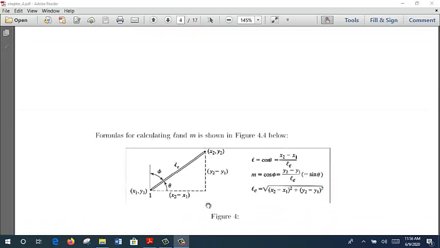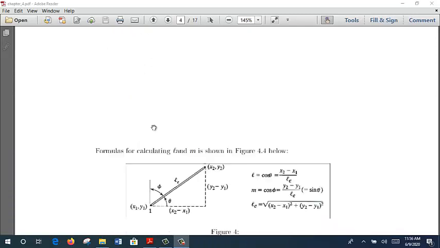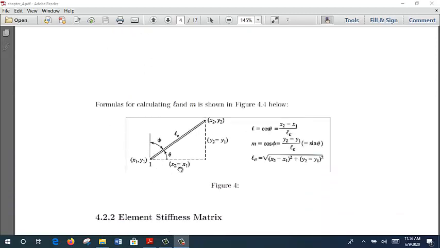For example, it looks like the Pythagoras theorem. If you still remember, you have your x1, y1, x2, y2. This is your bar. This is node 1. This is node 2. So if you want to find the L here, L is equal to cos theta, which is x2 minus x1 over LE. However, for the M, which is the sin theta, M is equal to y2 minus y1 over LE.